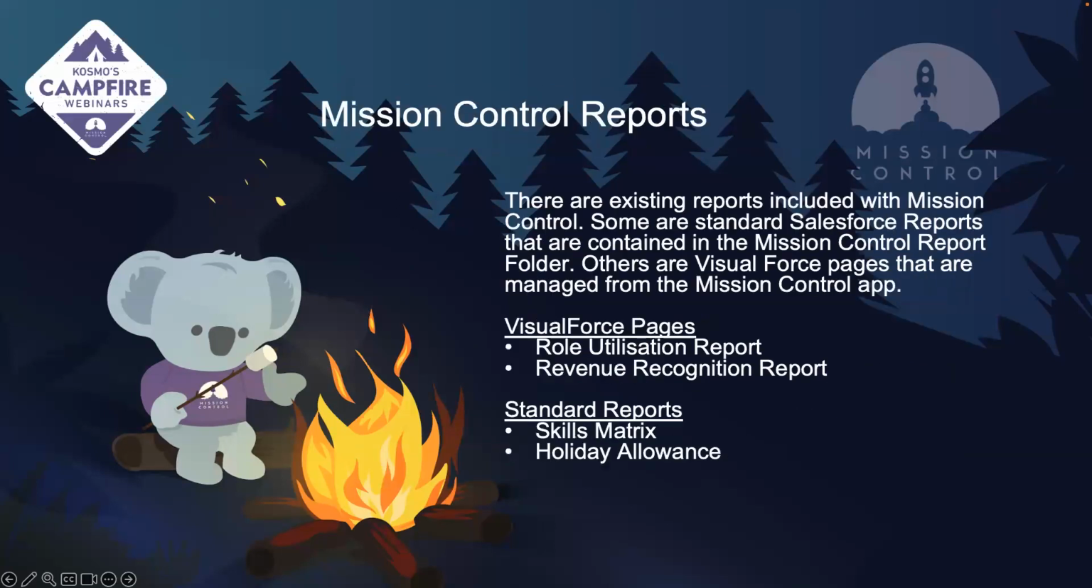All right, so getting into the existing mission control reports. There are 2 types of reports that exist in mission control. Some of them are visual force pages. So that would be like your role utilization report or your revenue recognition report. Now, because those are visual force pages, you cannot manage the fields that are available there. The information is pre-configured and pulls from data that's existing in mission control. For your standard reports that exist, you can clone them and make changes or make changes to the reports that exist, and that'll be in your standard report folders.